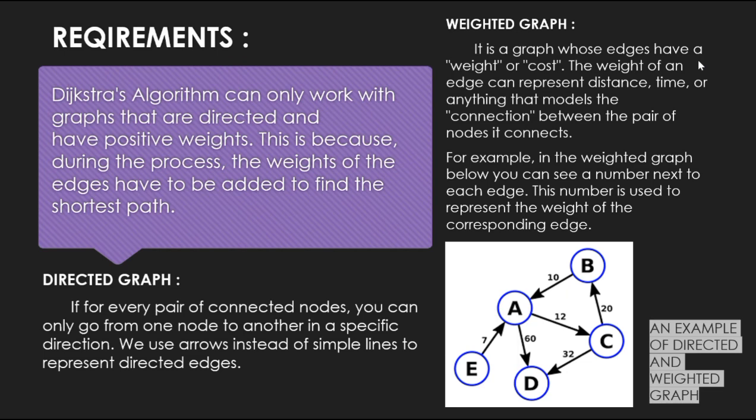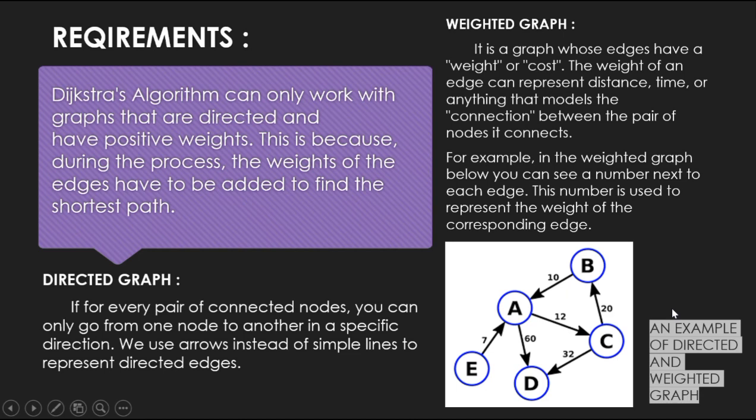What is a weighted graph? A weighted graph is a graph whose edges have a weight or a cost. The weight of an edge can represent a distance, time, or anything that models the connection between the pair of nodes it connects. For example, in the weighted graph below, you can see a number next to each edge. This number represents the weight of the corresponding edge. So this is an example of a directed and weighted graph.